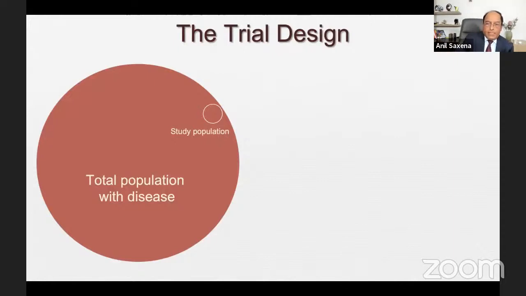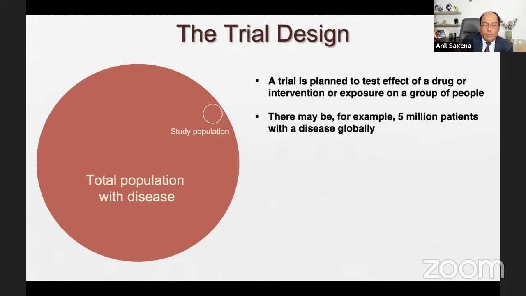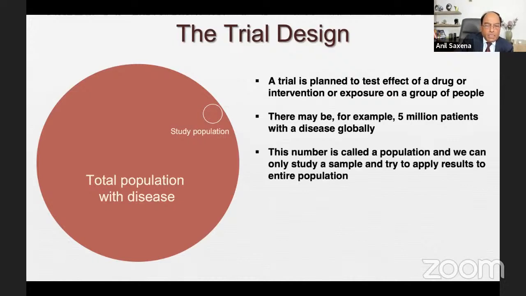So, as I said earlier, a trial, typically we plan a trial to test the effect of a drug or intervention or exposure on a group of people. So there is a huge global population of a particular entity, and we take a small study population. For example, there may be 5 million patients and we take a small number. This is called a sample, and we try to apply the results to the entire population.